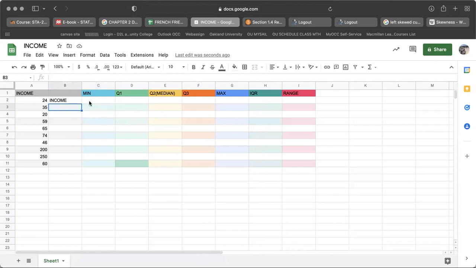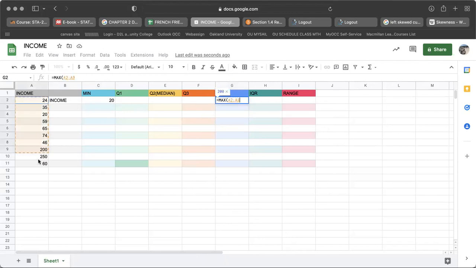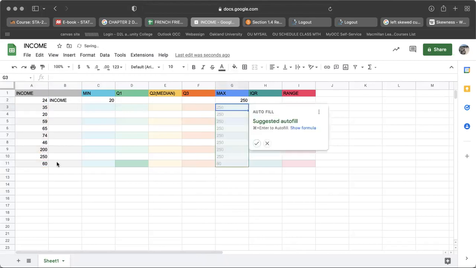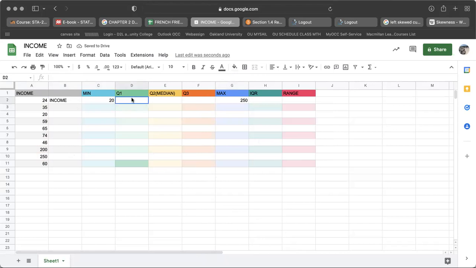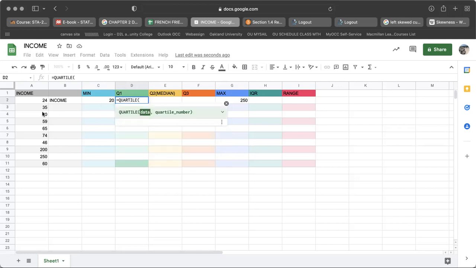Okay. So the min is just equal min, right? Min there, and then highlight your data set. For the max, same thing, equal max, and highlight your data set. For quartile, the command is equal quartile, and then highlight the range. And then comma, you tell which one? The first one, Q1, so 1.